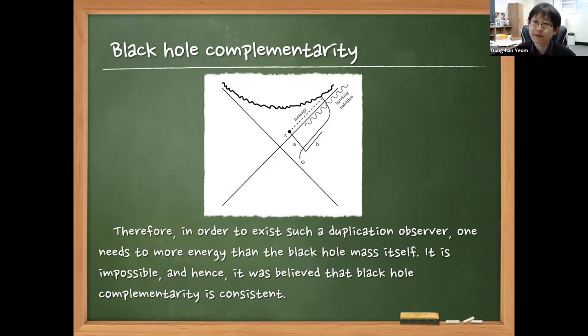And black hole complementarity is consistent, and indeed such a consistency condition is marginally satisfied at the scrambling time scale. So this was a common belief until the end of 2010.